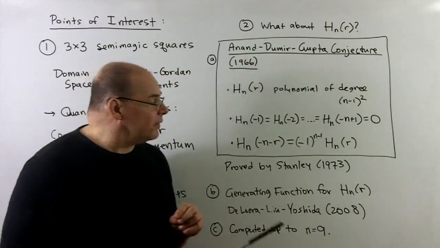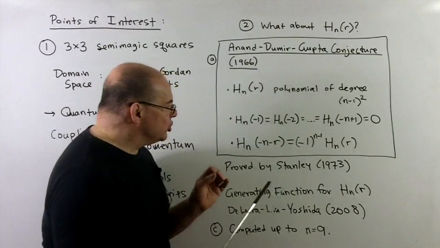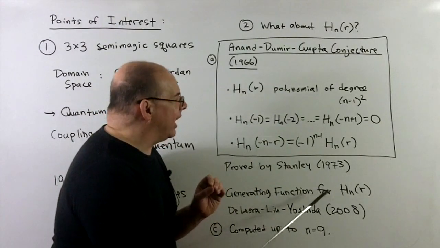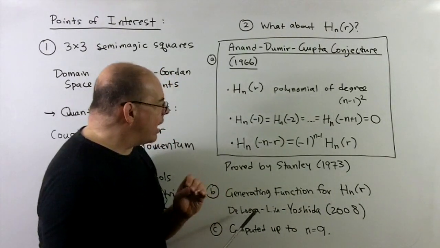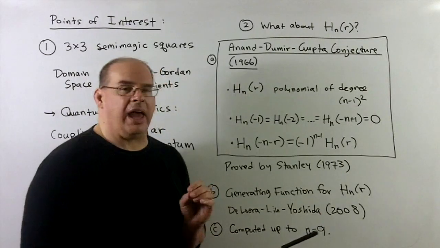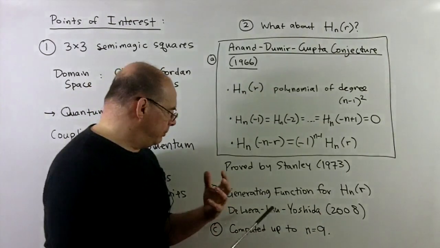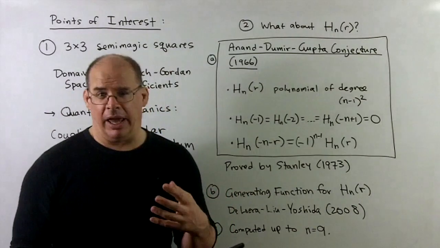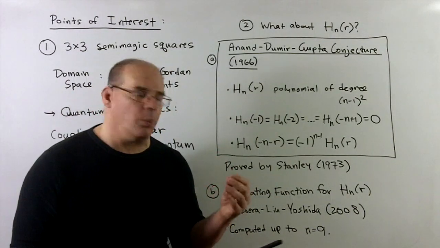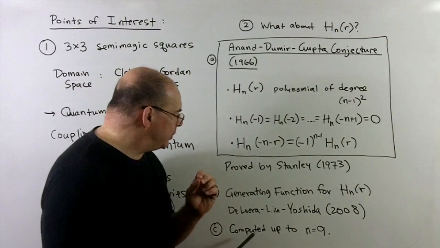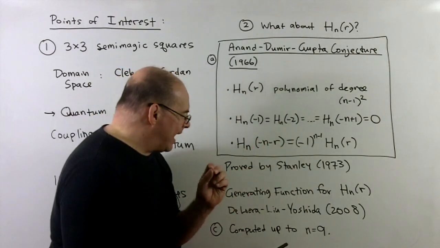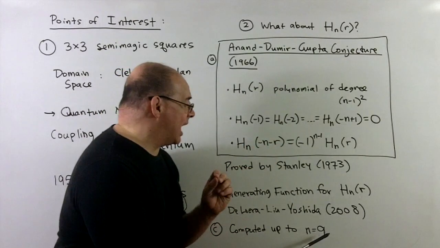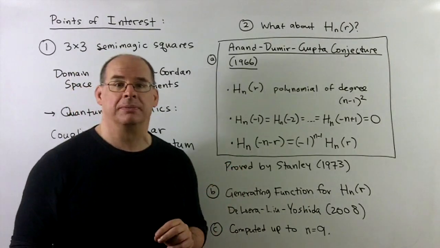We also have, in 2008, the generating function for H sub n is known. That's by De Loera, Liu, and Yoshida. And my understanding is, while it's there, it's tough to use. And so what I've heard is, if you want efficient computing of H sub n, we have that up to n equal to 9, whatever that means.